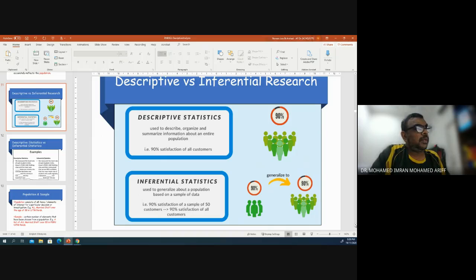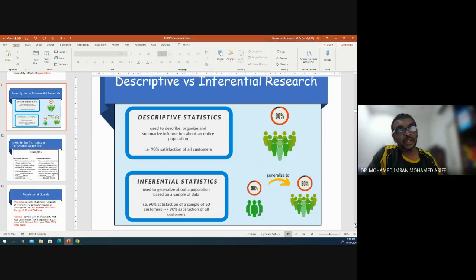So descriptive statistics used to describe, organize, summarize information about the entire population. Okay, 90% satisfaction of all customers. Inferential pula used to generalize about a population based on that sample. 90% satisfaction of the sample of 50 customers equals to 90% satisfaction of all customers. Macam ni. So what does that mean?